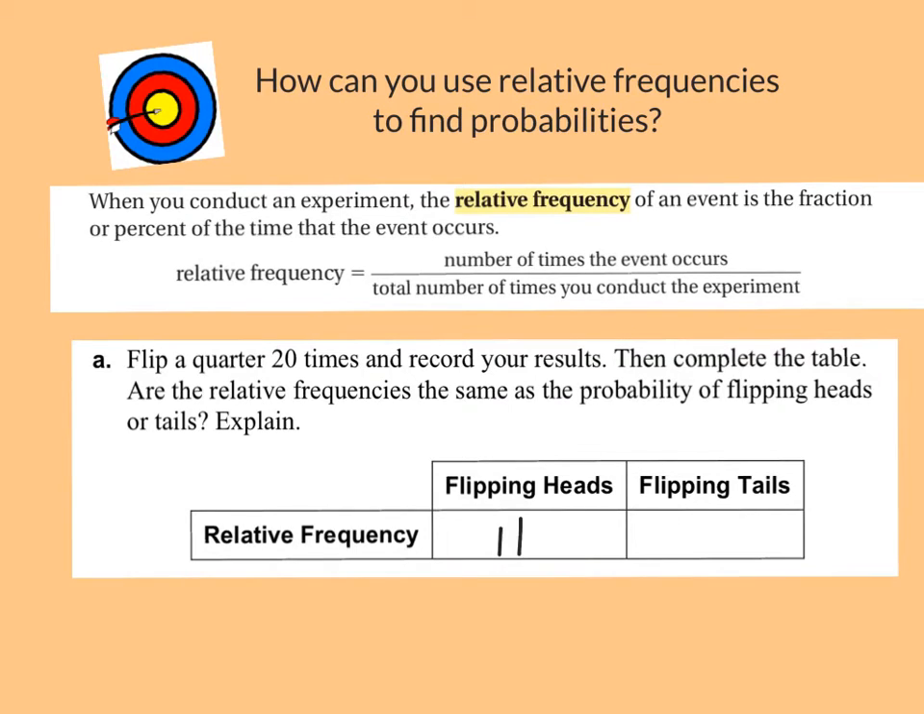11 heads, which would mean I had 9 tails. So my relative frequency is different than my probability. I know that my probability for flipping heads is 1 out of 2. In this case, flipping heads turned out to be 11 out of 20. Again, my probability for flipping tails is 1 out of 2. There's 1 favorable out of 2 options. And in this case, it turned out to be 9 out of 20.